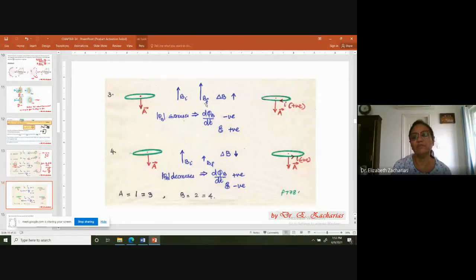Here, for example, you can just go through this. Here what I have done is I have taken the area vector. I told you the area vector you can take the way you want. Here I have taken it in the downward direction, anti-parallel to B. So the flux is a negative quantity. Then because the magnetic field is increasing, the flux becomes more negative. Therefore change in flux is negative. So don't bother about it.